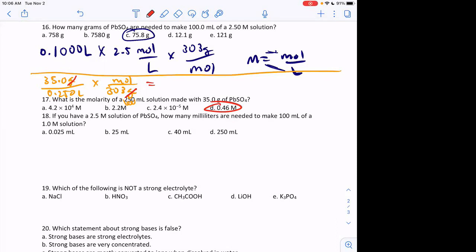If you have 2.5 molar solution of lead sulfate, how many milliliters are needed to make 100 mils of a 1 molar solution? These are the simple plug and chug dilution problems. And you just got to be able to say, okay, M1V1 equals M2V2, or your book might have used M initial V initial equals M final V final. Some people use M concentrated V concentrated equals M dilute V dilute.